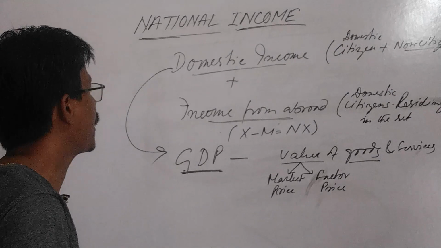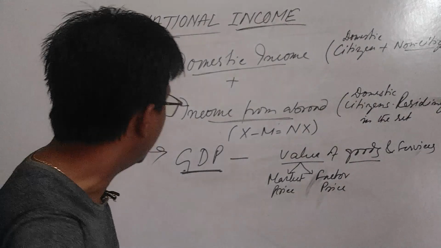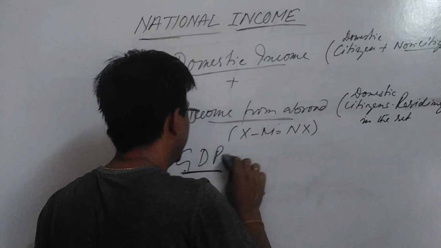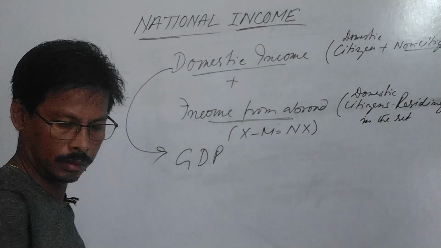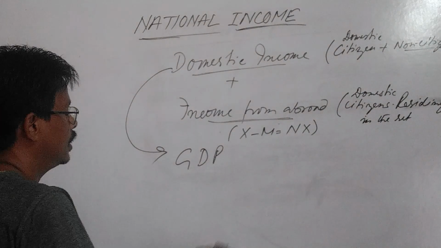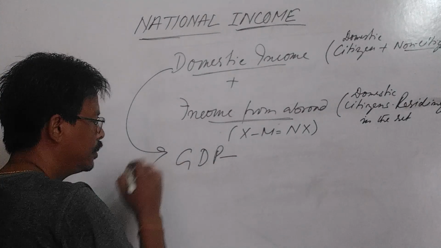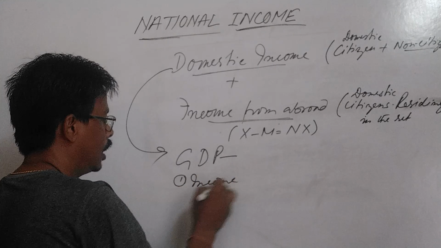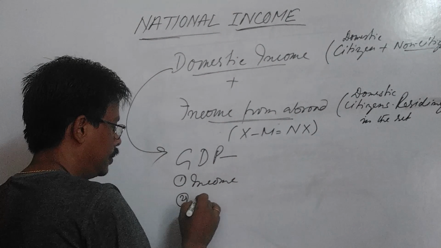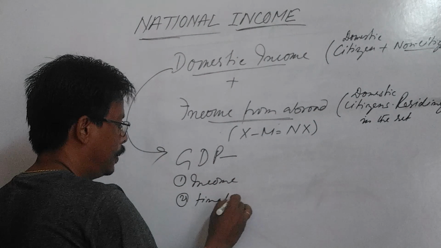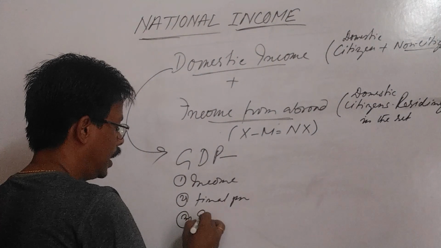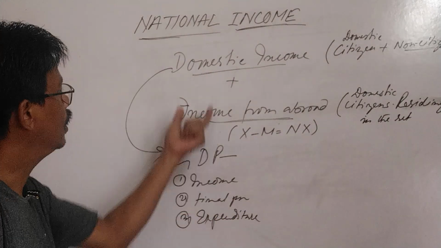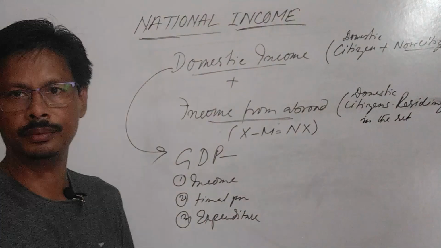That is, to calculate domestic income, we have to take the help of some fundamental concepts of measuring national income, that is gross domestic product. This may be accounted in three ways. Either we may calculate with the help of income, or final product method, or expenditure method. In any of the methods we can calculate the gross domestic product.